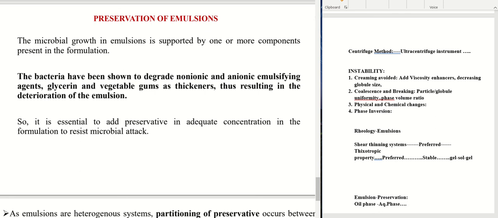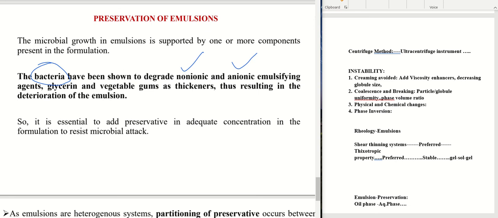Emulsifying agents can also, in a few concentrations, act as a preservative. But then there are a few categories of emulsifying agents which are prone to bacterial growth, like non-ionic and anionic emulsifying agents, which are prone to bacterial growth.